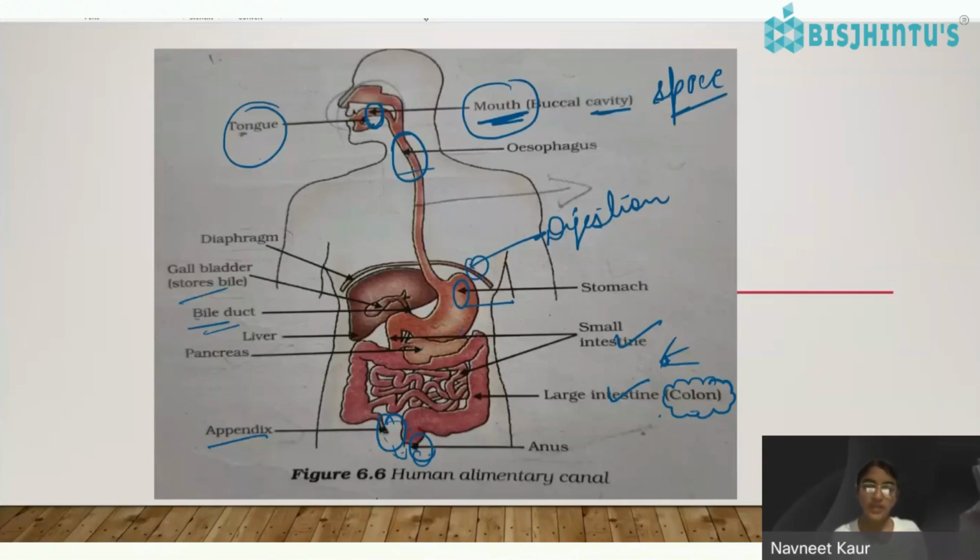Again, we have the small intestine. The food after passing through the stomach goes to the small intestine and then to the large intestine. Okay, and then it is just excreted. We'll be learning about the function of each and every part in very detail in our next slides. So let's go to the next slide.